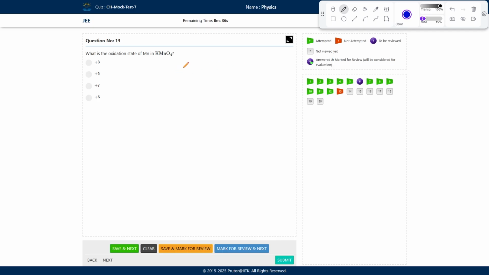If I suppose the oxidation state of manganese is X, you know it very well that potassium can have a maximum oxidation state of +1. Manganese will be considered as X and oxygen will be taken as -2. So 4 into -2. Overall the compound is neutral, so the overall charge will be taken as 0. If you just calculate it, 8 minus 1, 7. So +7 is the answer.